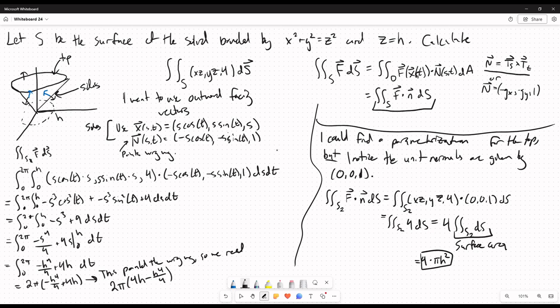So, to conclude, the final answer, when I put those two parts together, is going to end up being the integral over the sides, which is 2 pi times 4h minus h to the 4 over 4, plus the integral over the top, which was 4 pi h squared. There you go.